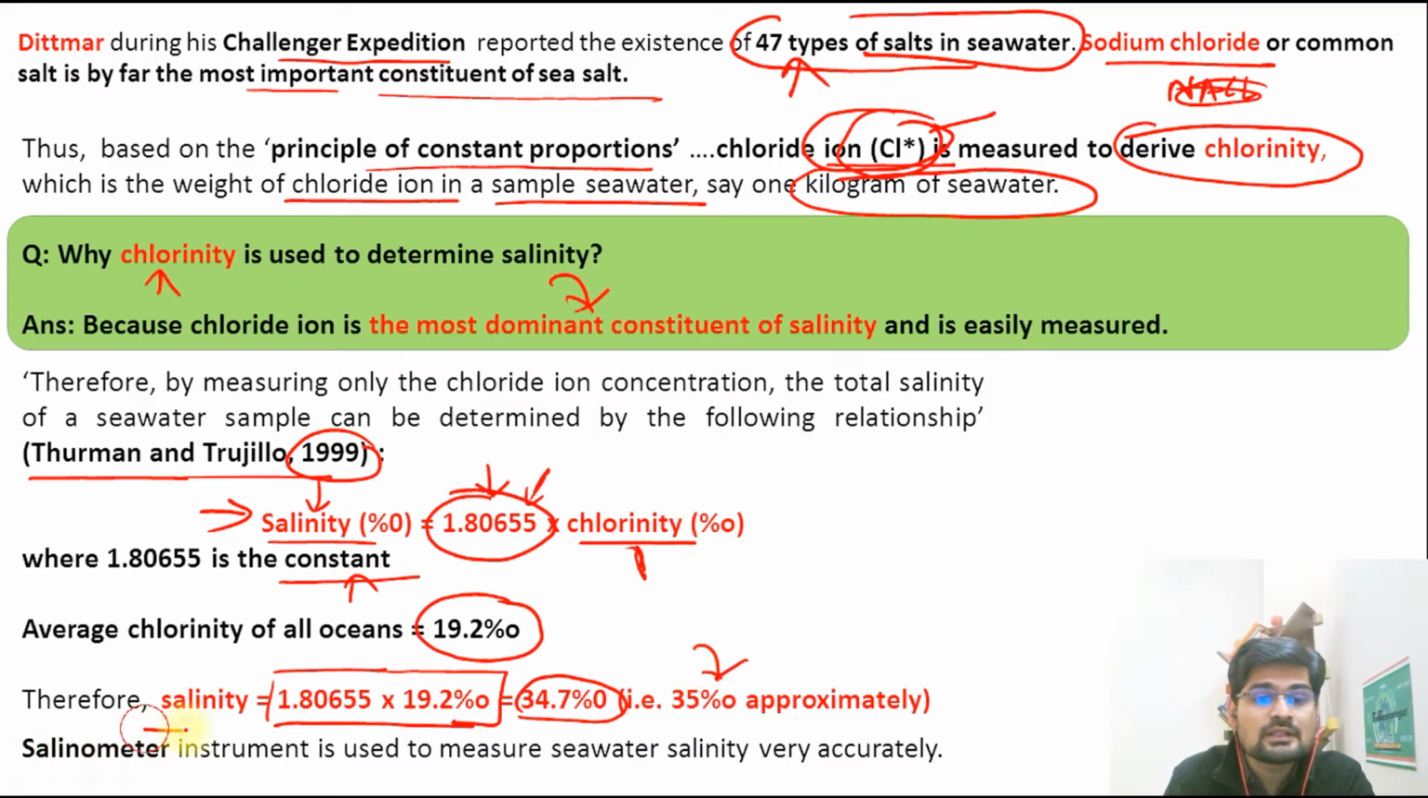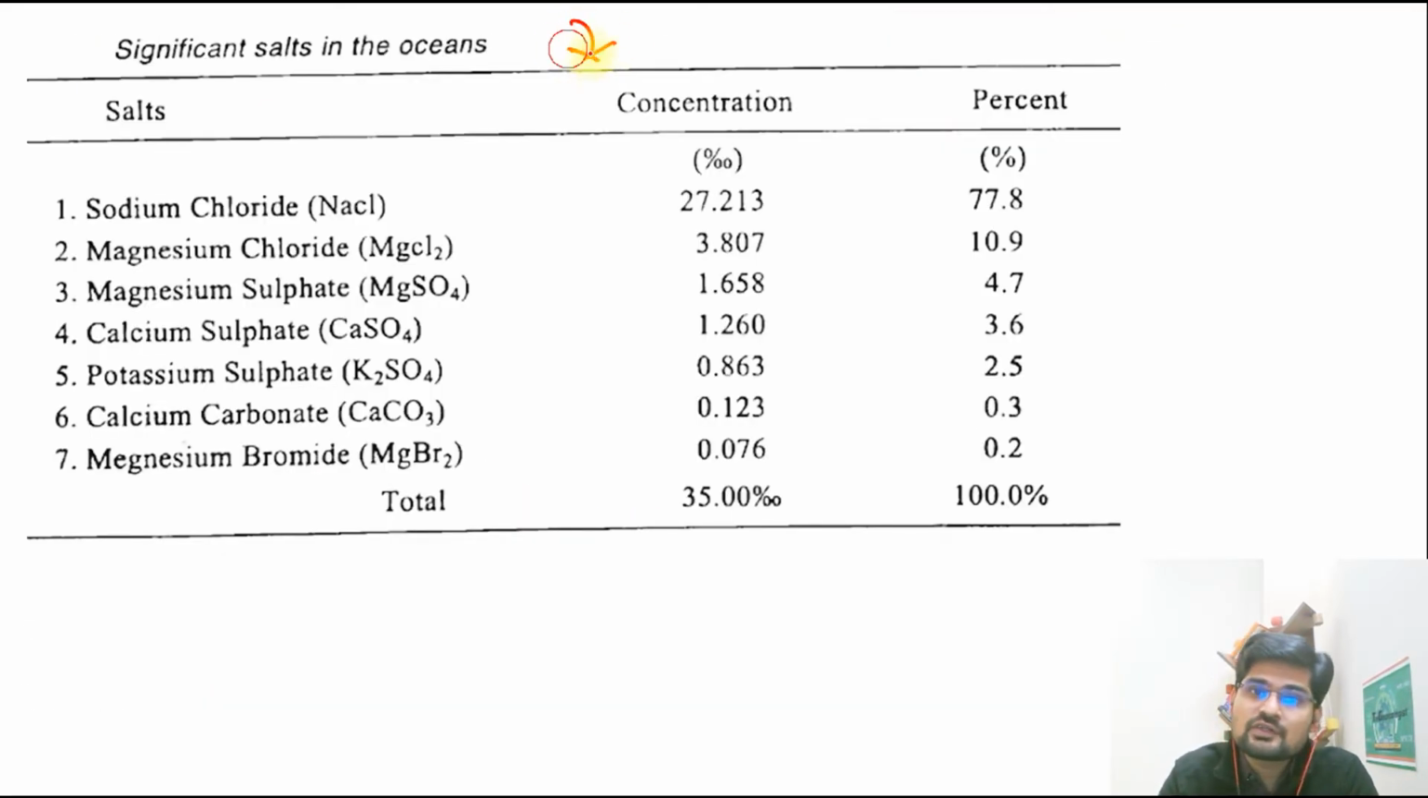Salinometer is the instrument which is used to measure the seawater's salinity in an accurate manner. So remember the instrument name, salinometer. Now this is the table. You can pause the video here and look into the table in detail. This is having the significant salts in the ocean. Now remember, the most abundant is sodium chloride, NaCl, and the percentage, if you observe, is 77.8% of the total. So this is important to remember.